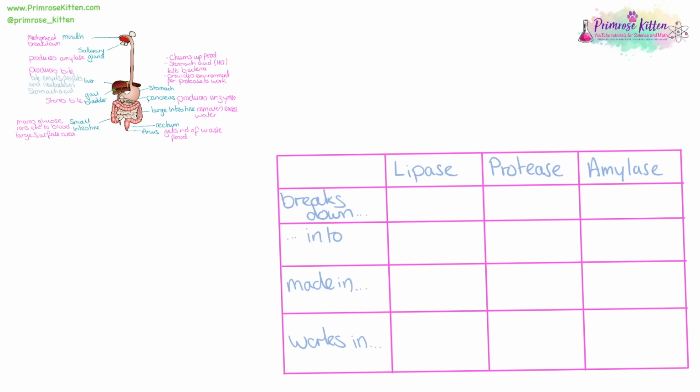There are a number of different enzymes in the digestive system that you need to be aware of. Lipase breaks down fats into fatty acids and glycerol. It is made in the pancreas and small intestine and works in the small intestine.